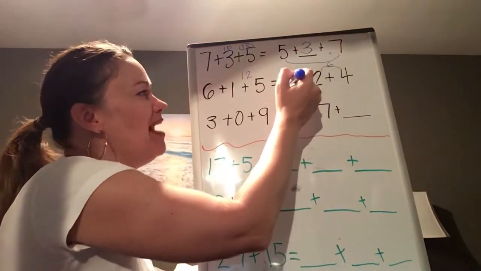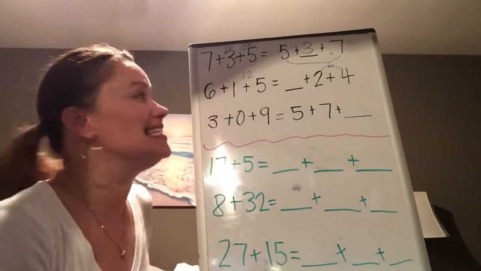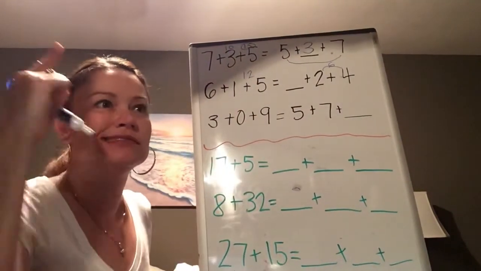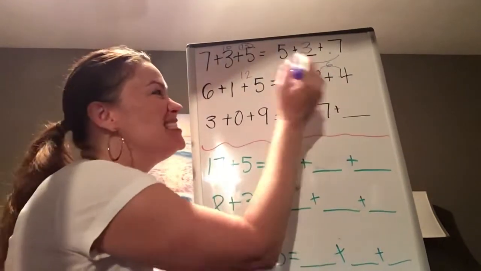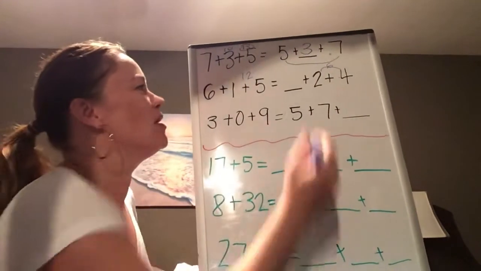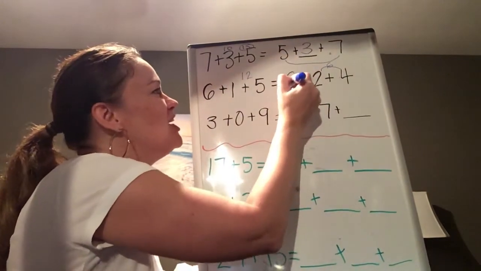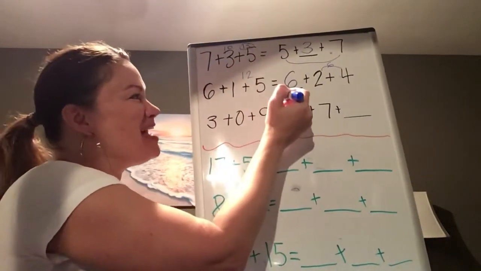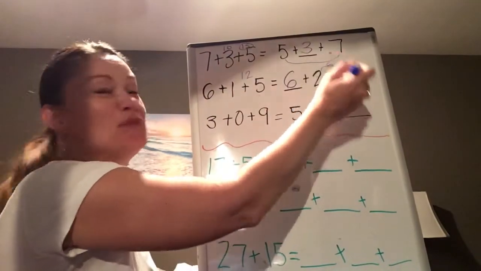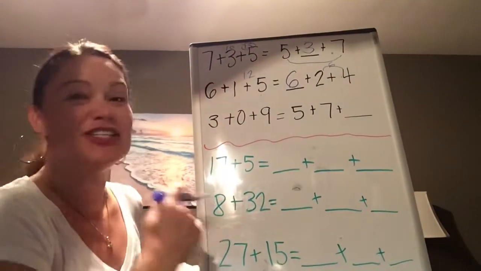So whatever goes here has to add with 6 to give me 12. Okay, those doubles are fairly easy to remember. I know 6 plus 6 gives me 12. So I'm going to put a 6 here. So 6 plus 1 plus 5 is the same as, or equal to, 6 plus 2 plus 4. So let's look at the second one.